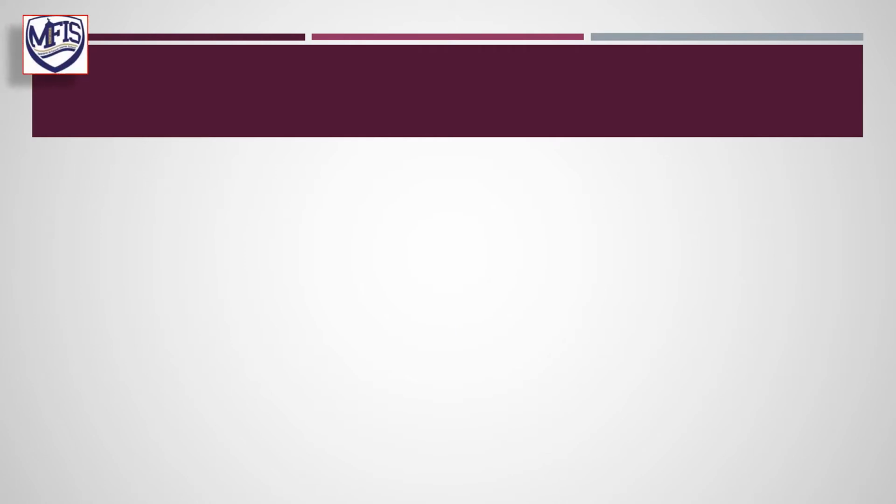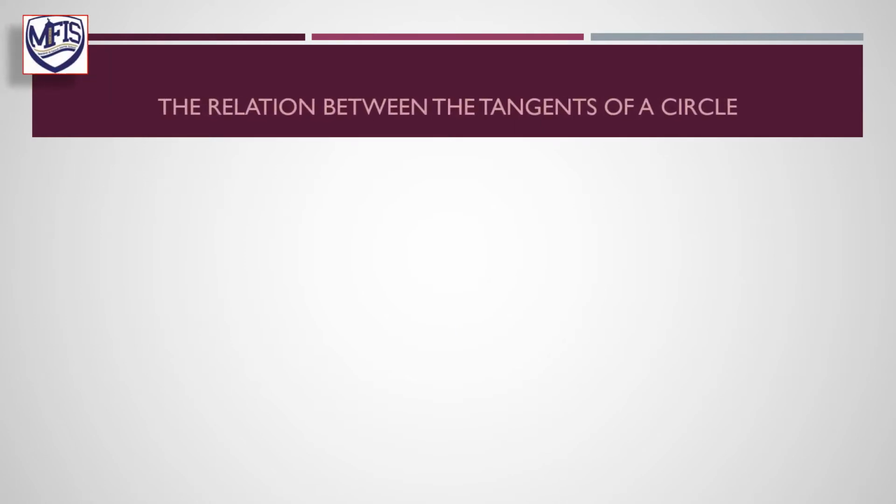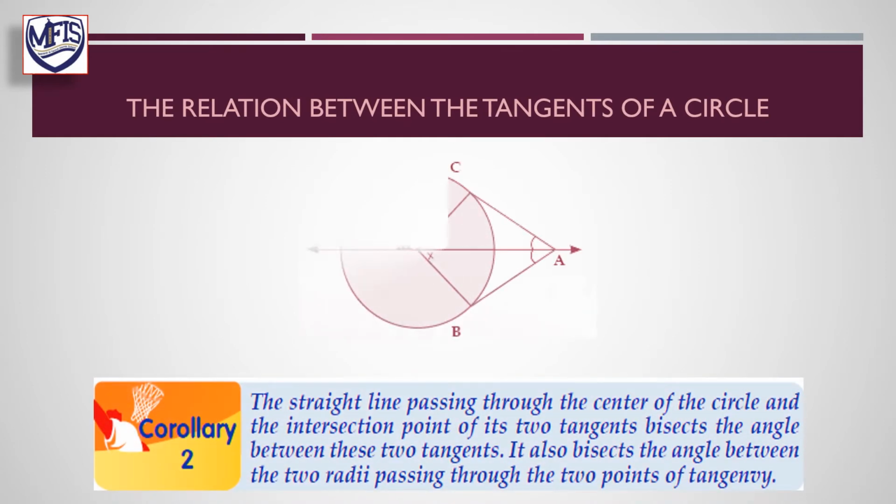Relation number 3 is corollary number 2. The straight line passing through the center of the circle and the intersection point of the two tangents bisects the angle between those two tangents and also bisects the angle between the two radii passing through the two points of tangency.